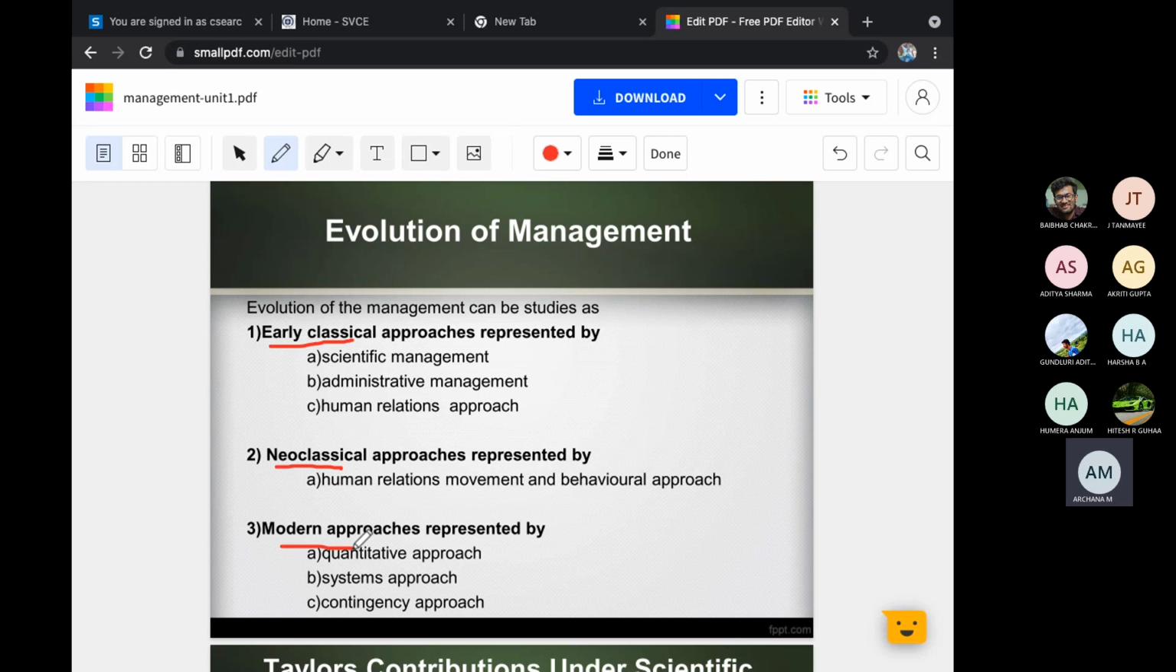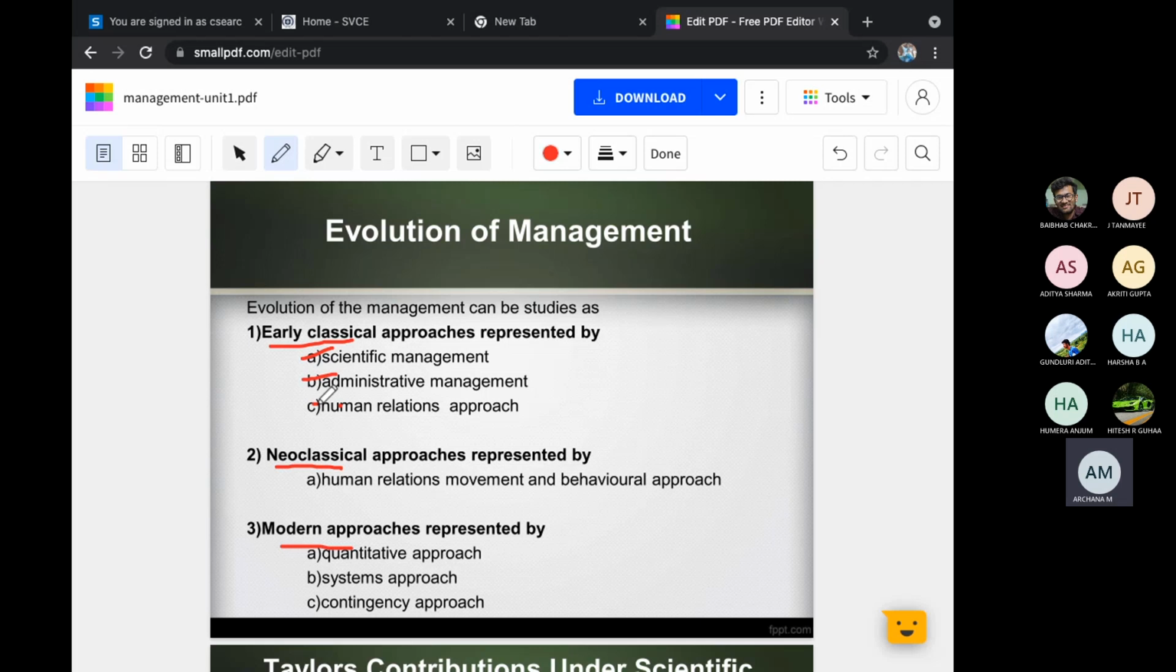So what is this classical approach? In the classical approach, they mainly used scientific management, administrative management, and the human relations approach. Whatever management was developed in olden days, like George who gave us the definition of management, those days it was mainly only through scientific, administrative, and human relations. That is how a manager used to communicate with the employees, and they used a little bit of scientific approaches like mathematical calculations to get profit.